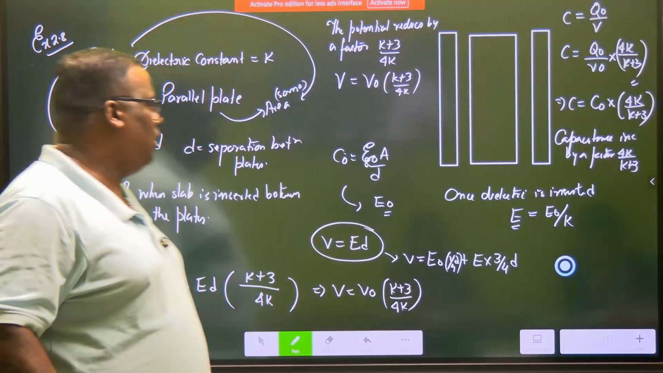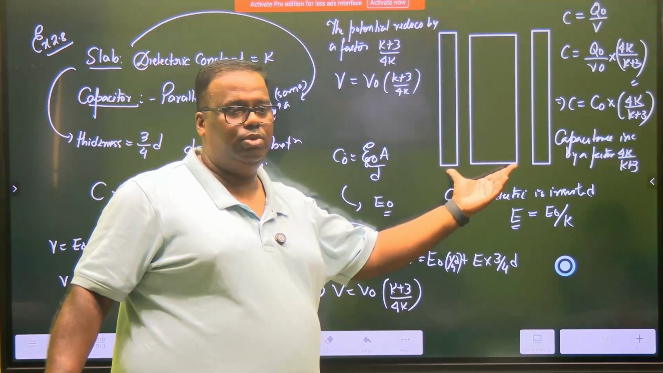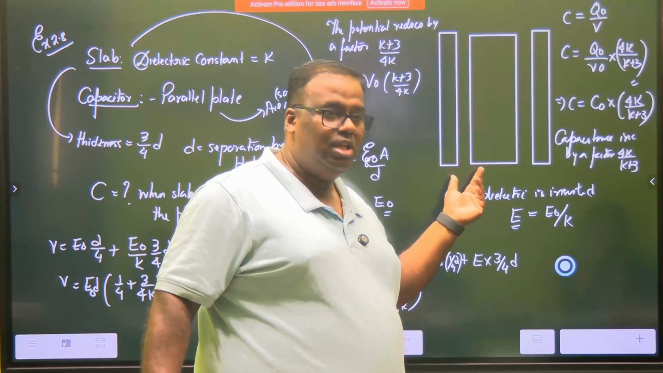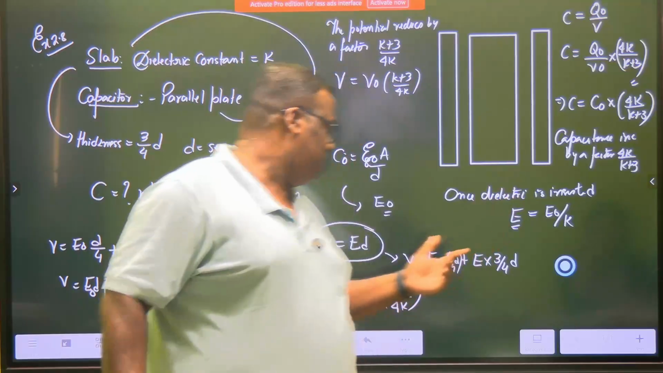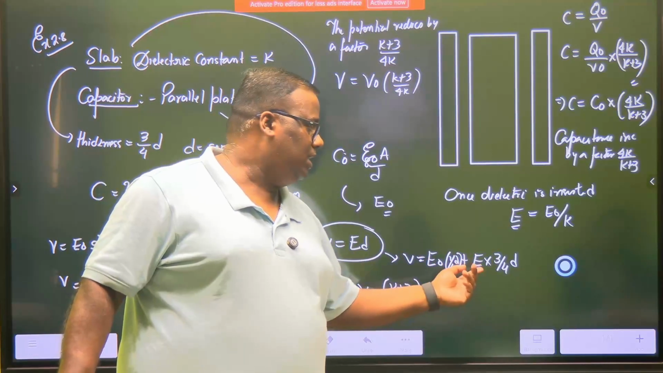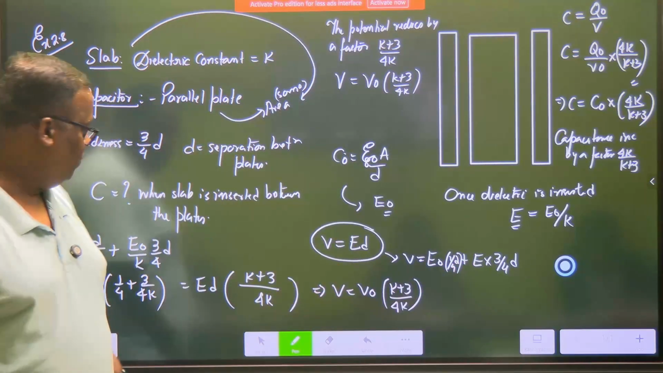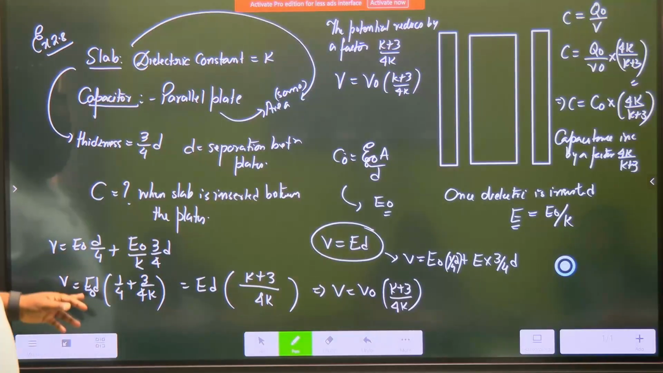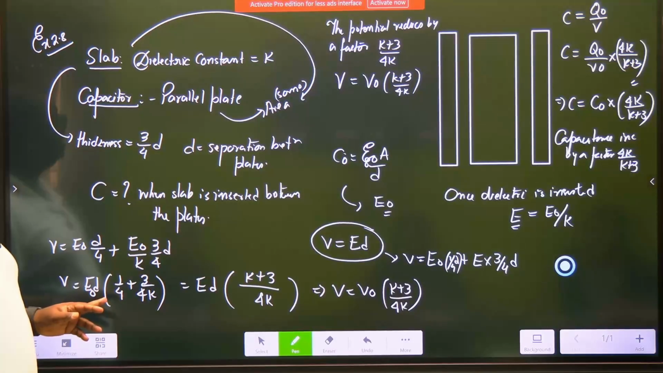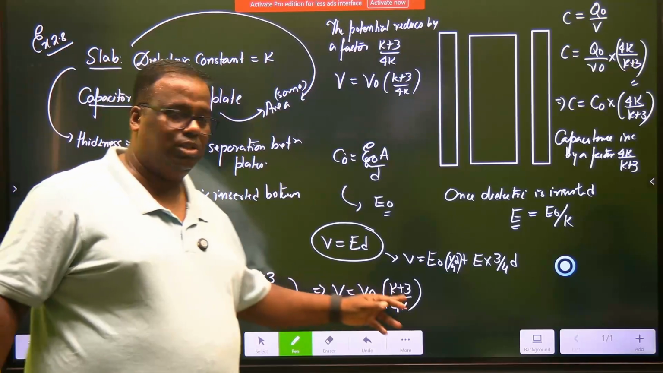Understood? So we now try to find out what is the impact on voltage. Voltage is always electric field into D. Now the electric field E naught is applicable for the air portion, E is applicable for the dielectric portion. So we took E naught into the air portion and E into the dielectric portion. Then we substituted for E in terms of E naught. And finally we found that our voltage comes as E naught D. Now what is E naught D? E naught D is the voltage for the parallel plate capacitor, which is V naught. So we are saying that this is nothing but V naught into this.